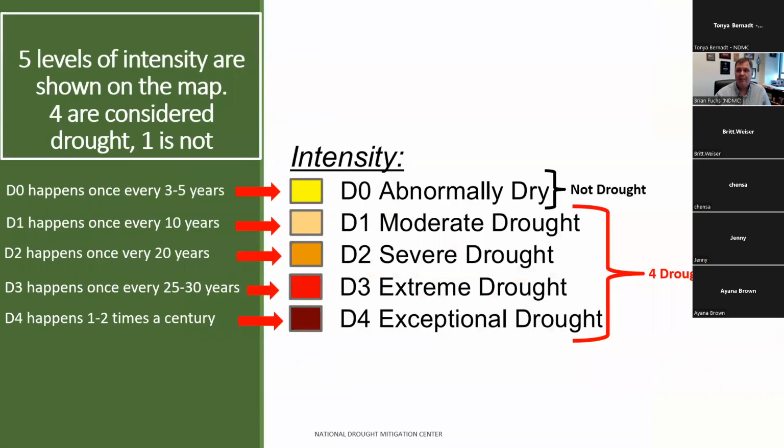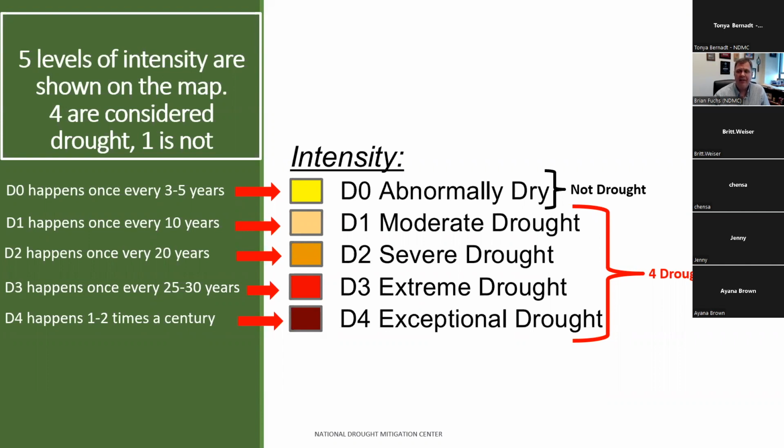So in looking at the drought monitor map, there are 5 different intensity levels that are shown on the map, and 4 are considered drought and 1 is not. So abnormally dry is not considered drought on the map, but it is kind of that first indicator of going into drought. Or if we have had long-term drought and things have started to improve, it's recognizing that not everything has completely improved yet, and still some issues or impacts with drought hanging on. And then we have the D1, D2, D3, and D4 drought from moderate, severe, extreme to exceptional.